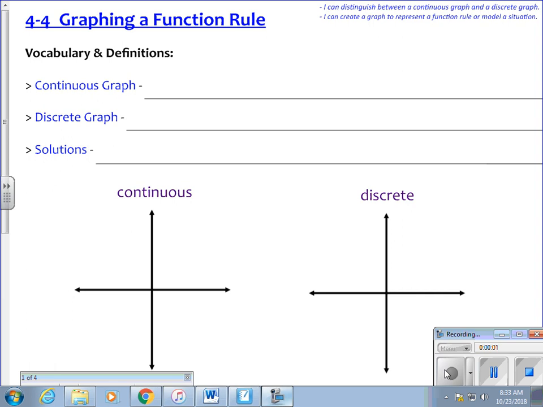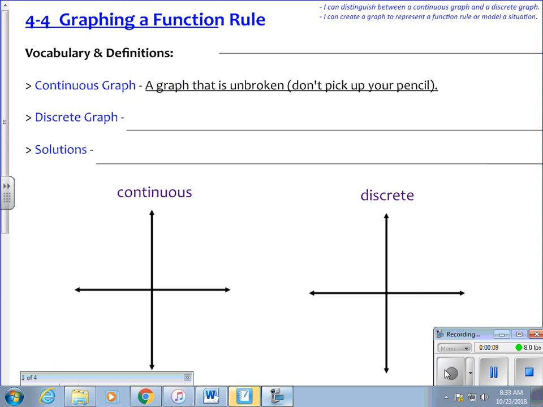Okay, so today we're doing graphing a function rule. So vocabulary and definitions. First one, continuous graph. A continuous graph is a graph that is unbroken. You don't pick up your pencil. For example, a straight line like that is a continuous graph.